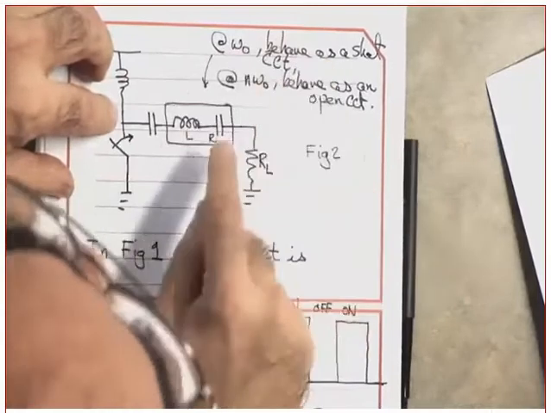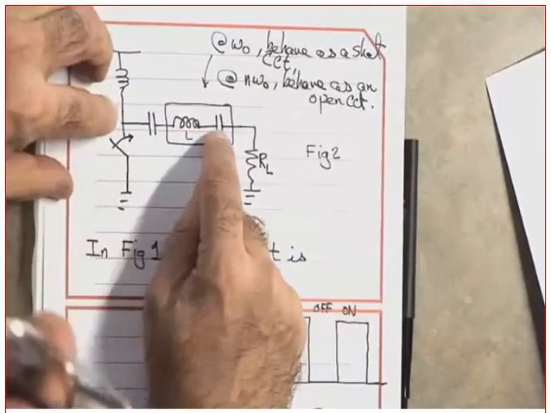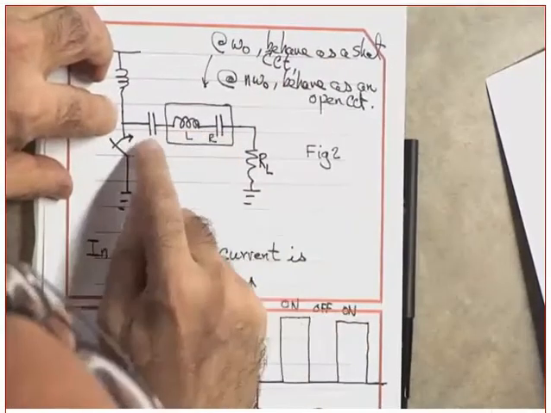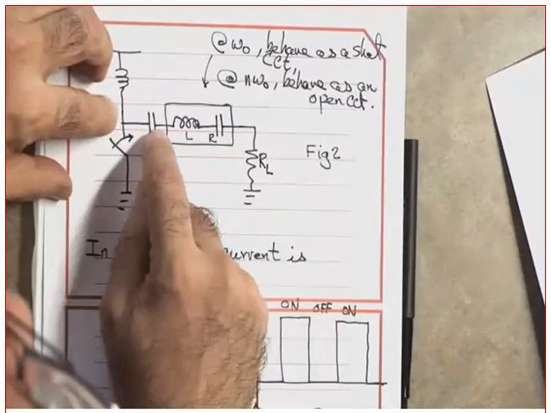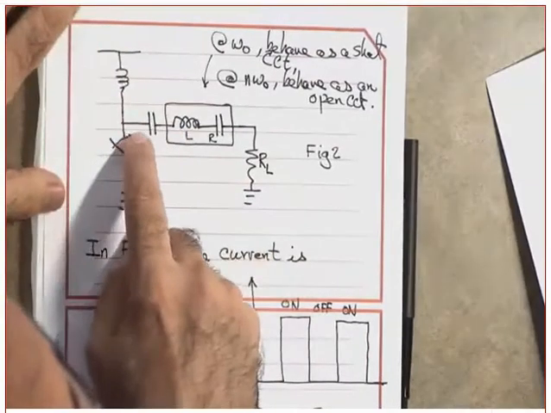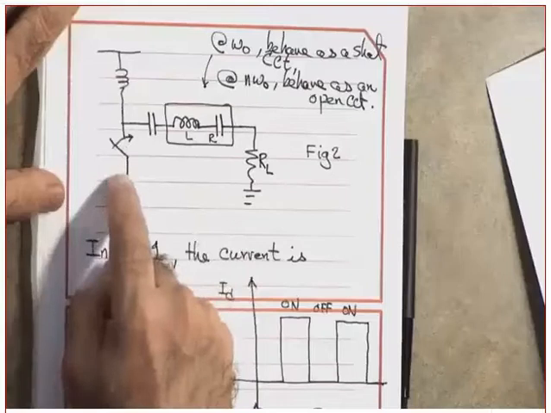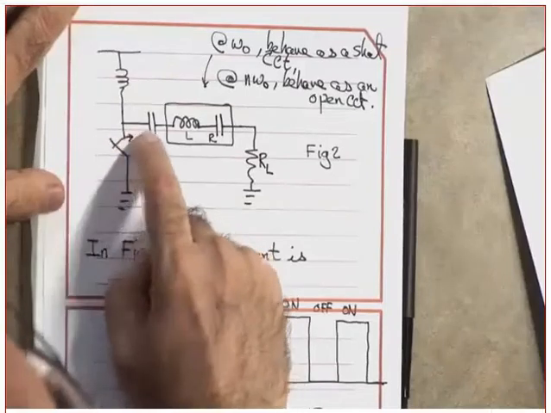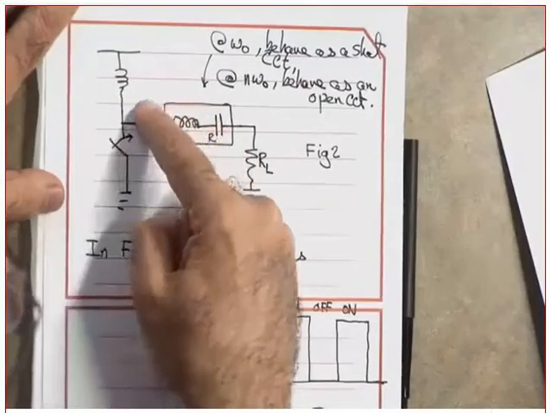At the fundamental, how is this one behaving? Short circuit. Yes? This is just to block the DC. The AC current, where does it come from? When I close the switch, where is the current through the switch? When I'm closing it, the current is coming this way.